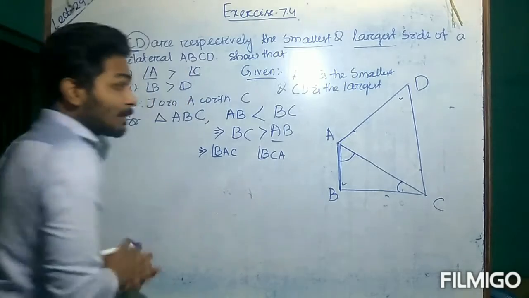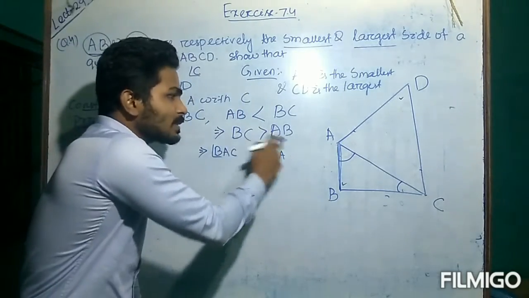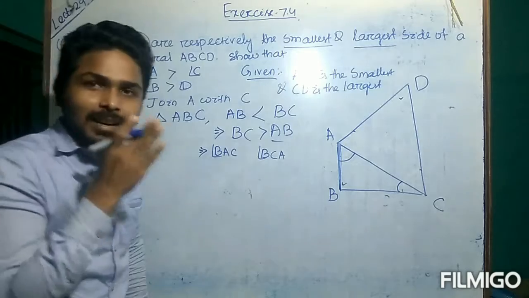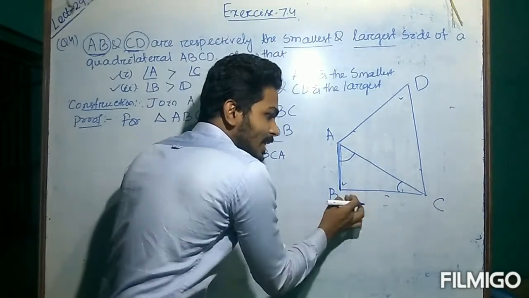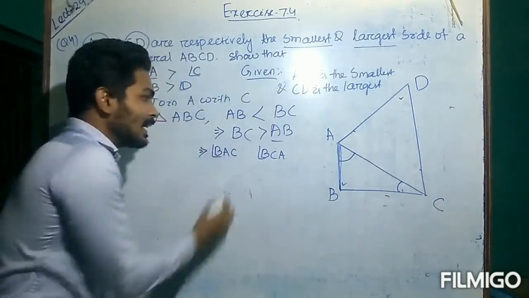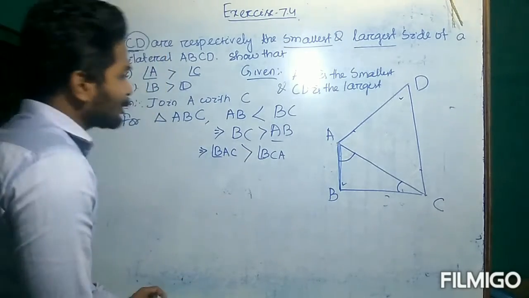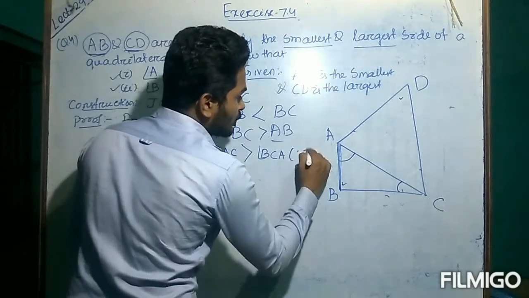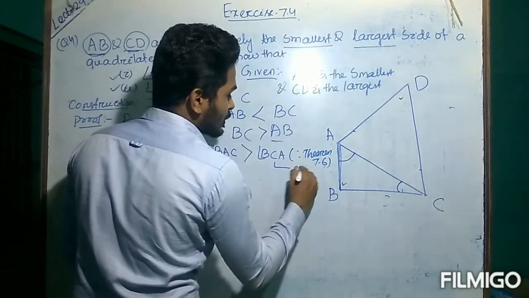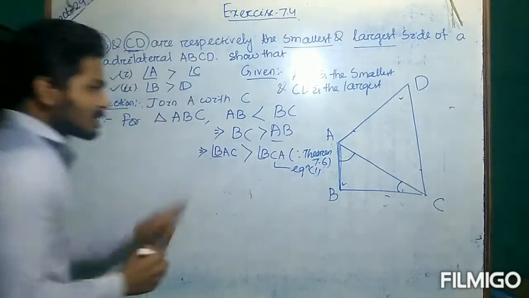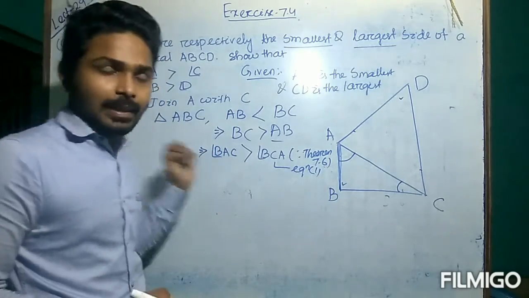According to theorem 7.6, in a triangle, if two sides are unequal, then the angle opposite to the larger side is larger. So this is the larger side, and its opposite angle is angle A, that is angle BAC, so it must be larger. By theorem 7.6, suppose this is equation number 1. Do you understand this? It is very interesting and very easy to understand, right?